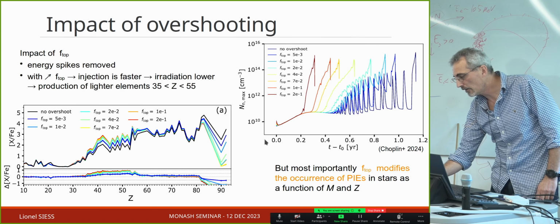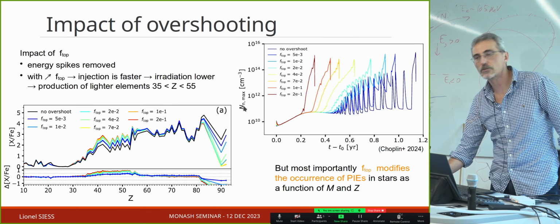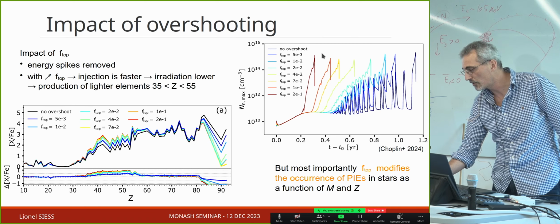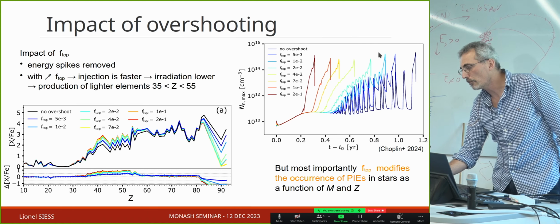What is shown here is the maximum neutron density reached during the event. You see that we reach typically 10 to the 15. It depends a little bit on the value of f-top, but not so much.